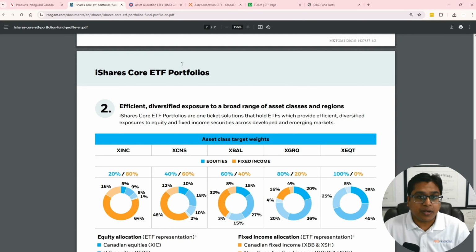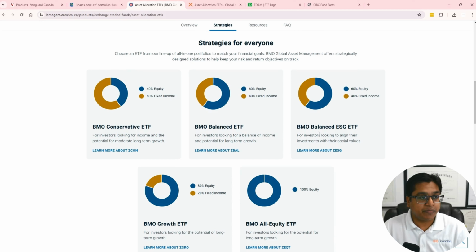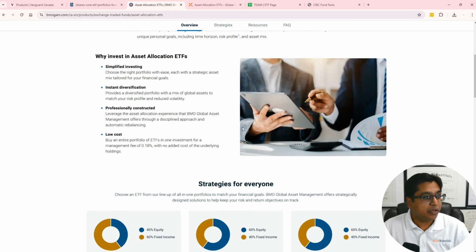The third one is BMO. BMO has been one of the first large banks in Canada offering ETFs to Canadians. BMO has launched these ETFs where you can buy one of these asset allocation ETFs, invest, and forget about your day-to-day return. Now, if you go up, you can see all the benefits of investing in an asset allocation ETF, and their fees are, as I said, pretty close to 0.2%.